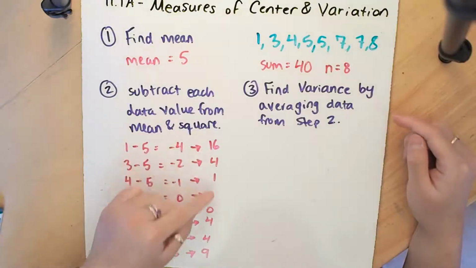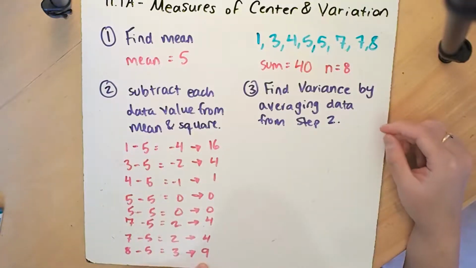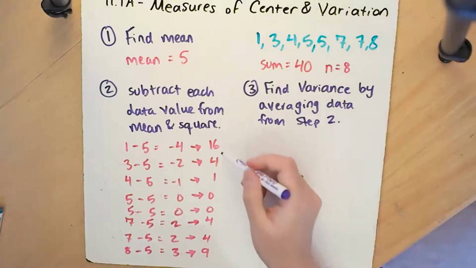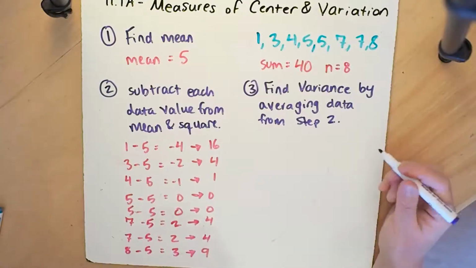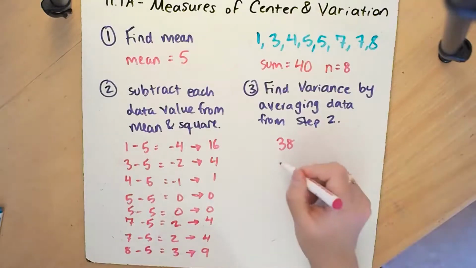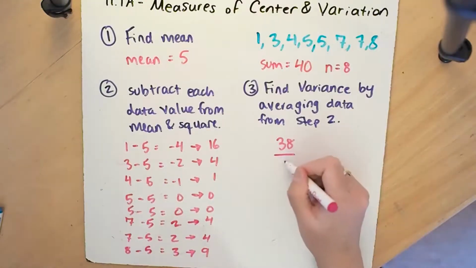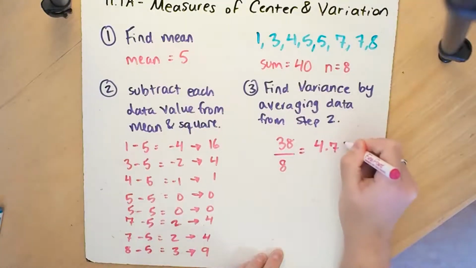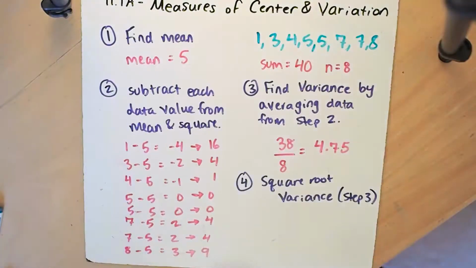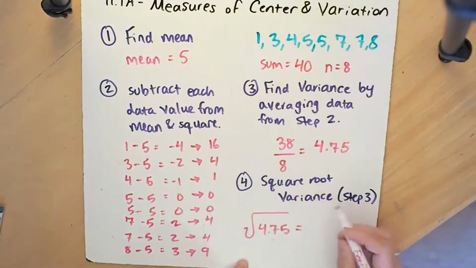Now I'm going to find the variance by averaging the data from step 2. We're taking all the squared differences from the mean, and we're going to average them. Once I add up all these numbers, 16 plus 1 plus 4 plus 4 plus 9, and so on, I get 38. Again, my total number of data points is 8, so I divide by 8. My variance is now 4.75. The last step is to take the square root of the variance, meaning you square root whatever you got in step 3. Once we've averaged all the squared differences from the mean, we take the square root of that number, and we get 2.179.